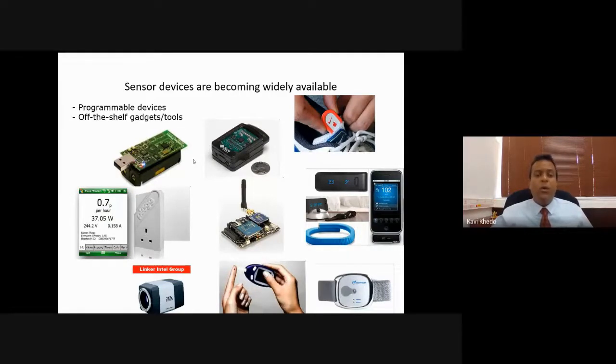So we are having more and more of what are called programmable devices that you can program to do something interesting for you. And those sensors have become very small and can be integrated in practically everything. This is what has given rise to the Internet of Things in general.